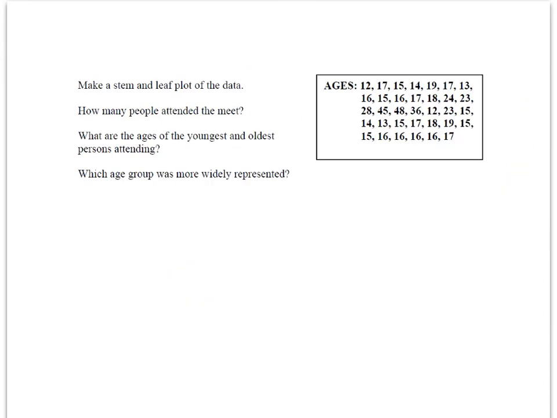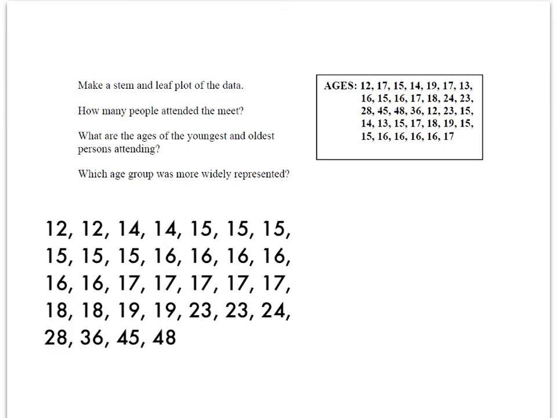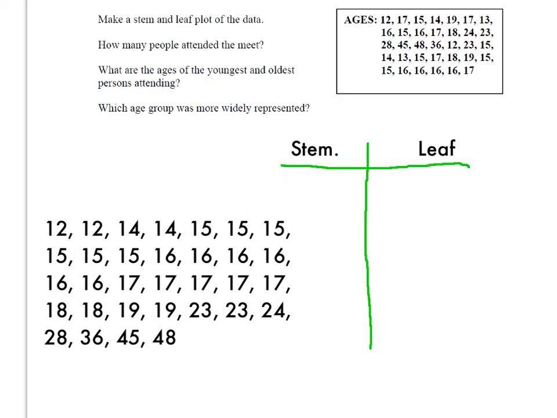We're going to use this data to make a stem and leaf plot. I first begin by listing the numbers in order from least to greatest. Now that I have the data set in order from least to greatest, I'm going to make a stem and leaf chart. I can see that my lowest number is 12 and my highest number is 48. So looking at that, my stems are going to be 1, 2, 3, and 4.